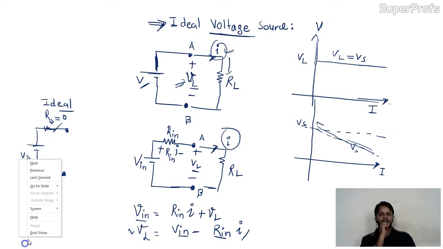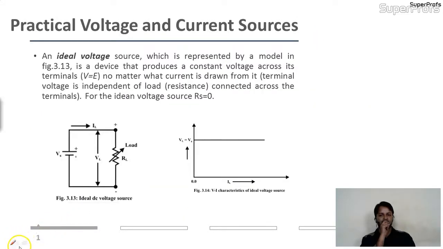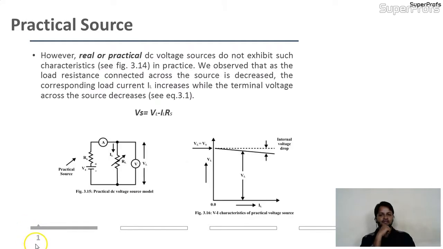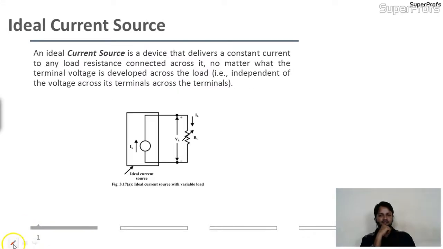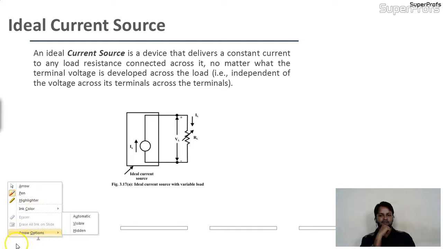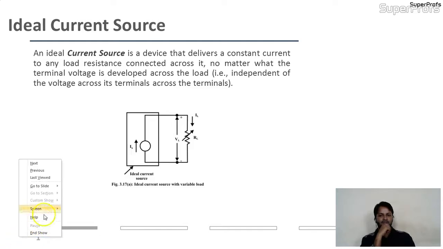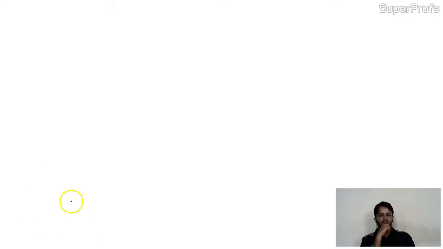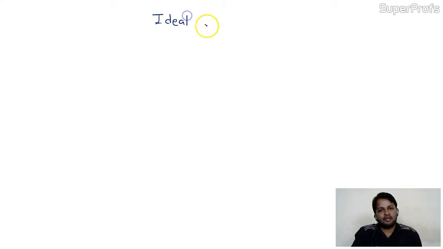Now we have done the practical voltage sources. Now we see the practical current source actually. Now see the current source, ideal and practical. Current source. Is it okay?